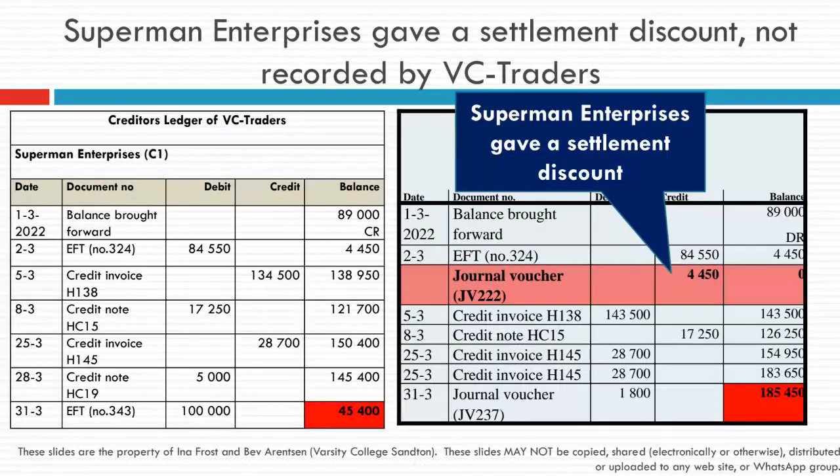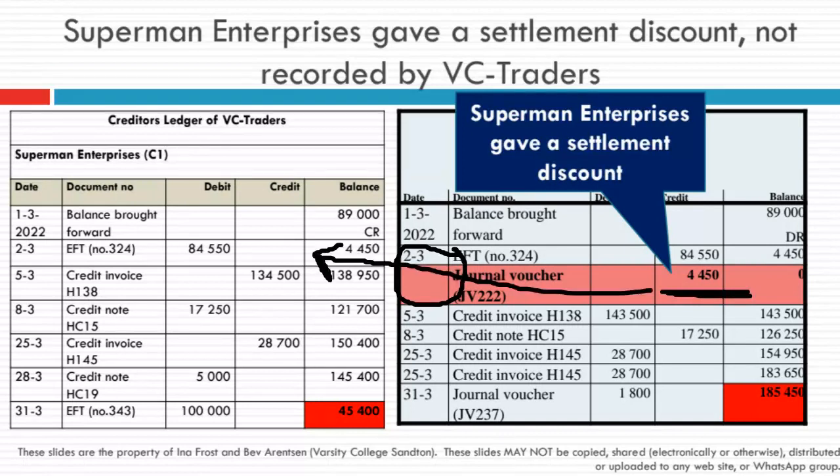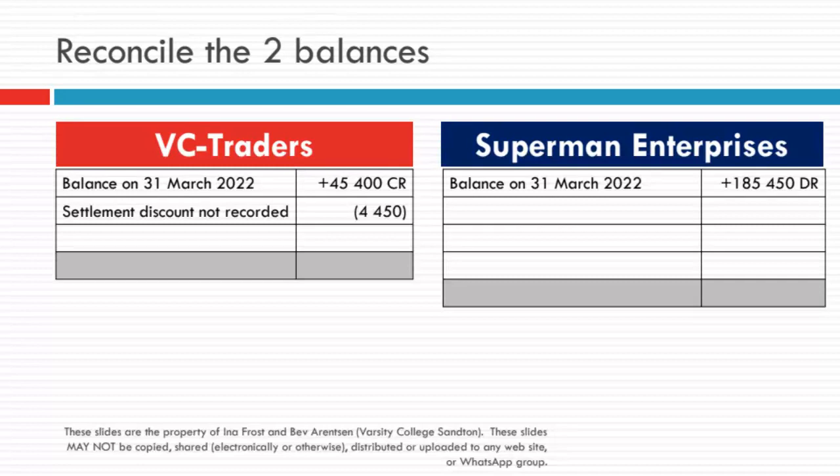So the first problem that we have encountered is that Superman Enterprises gave a settlement discount to VC Traders when they made the payment on the 2nd of March. That is the transaction over here on the slide. And this settlement discount has not yet been recorded. If you look over here on this side, you will see it has not yet been recorded. So that is going to be our first adjustment. VC Traders need to take into consideration this discount that they got from Superman Enterprises.